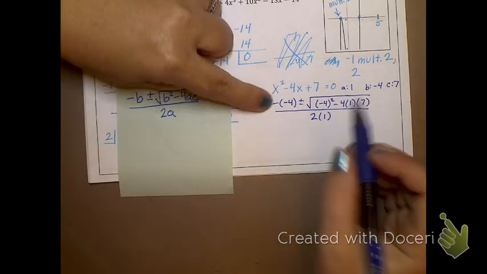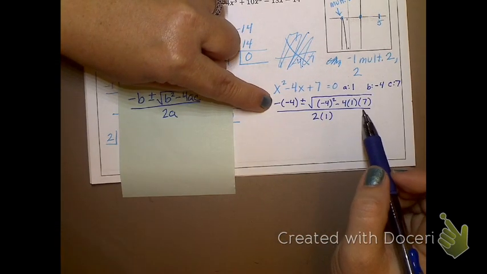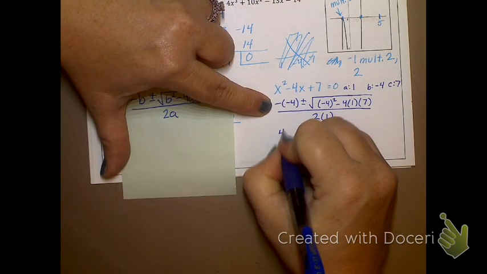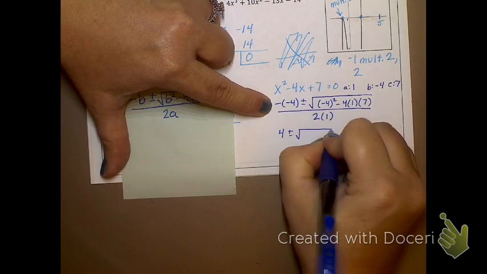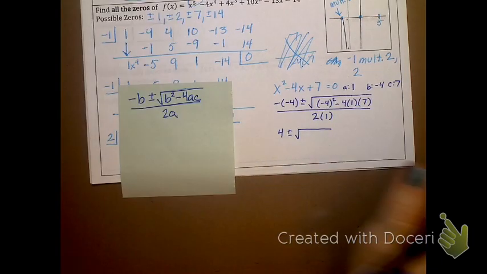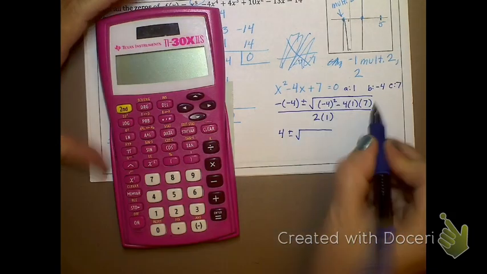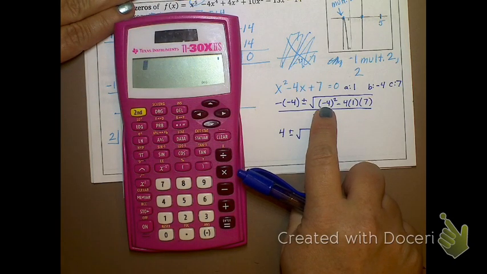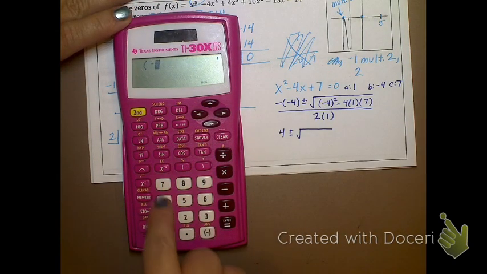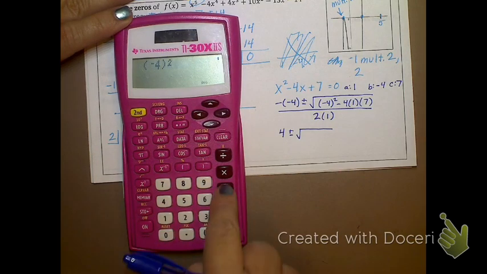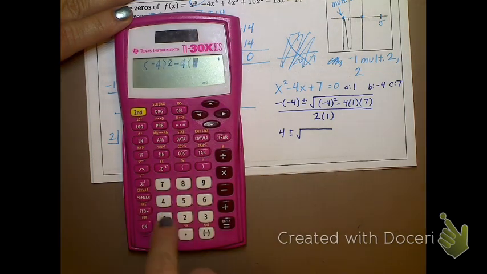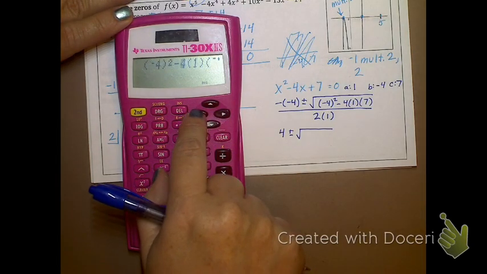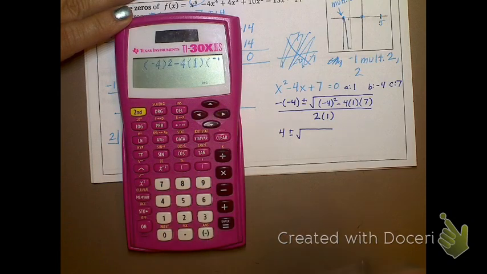All right. You ready for me to start simplifying? Yeah. What is -4? Square root of -4 squared. I like actually just putting everything under the radical in my calculator at once. So make sure that whatever you're squaring is in parentheses. So I put -4 squared minus 4 times 1 times 7. See how I just put everything under the radical in there? Yeah. And that gives me -12.